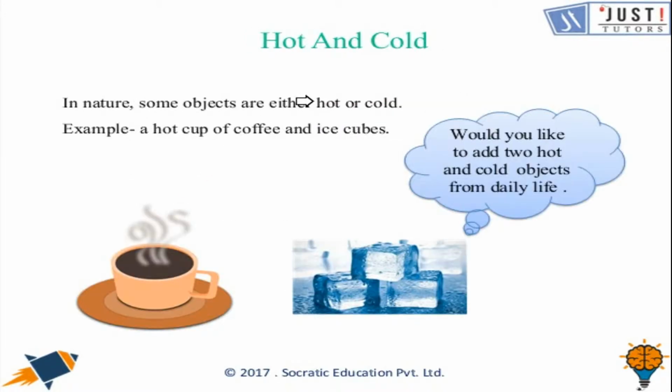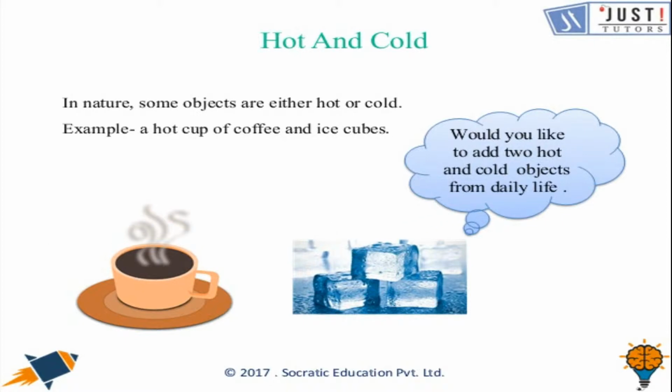Hot and cold. In nature we can find a few things which are hot and a few things which are cold, like coffee and tea. These are hot, and ice cubes or ice cream, these are cold. So how can we find that something is hot or cold? We can do that with the help of the sense of touch. By touching something we can find whether it is cold or hot.